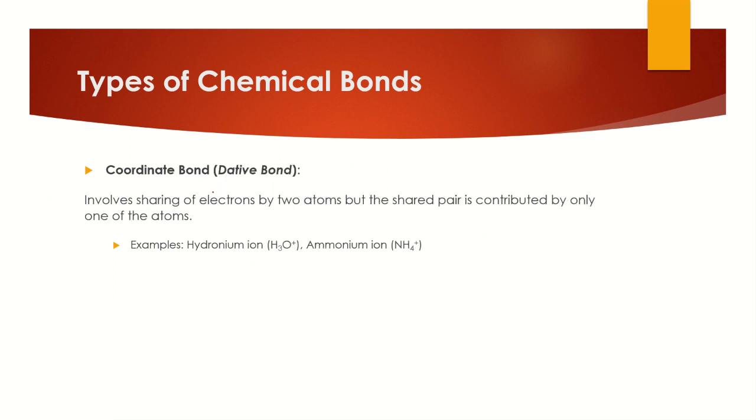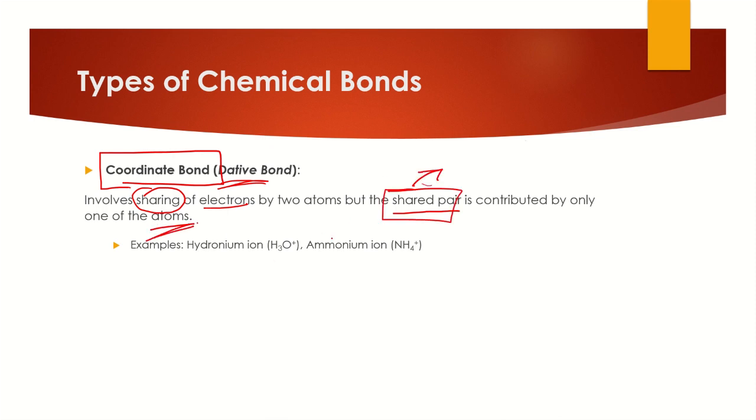That type of bond is called coordinate bond, and it is also called dative bond. So this coordinate bond involves sharing of electrons, but the condition is that the shared electron, which is also called shared pair, is only contributed by one atom. The new term here is shared pair.